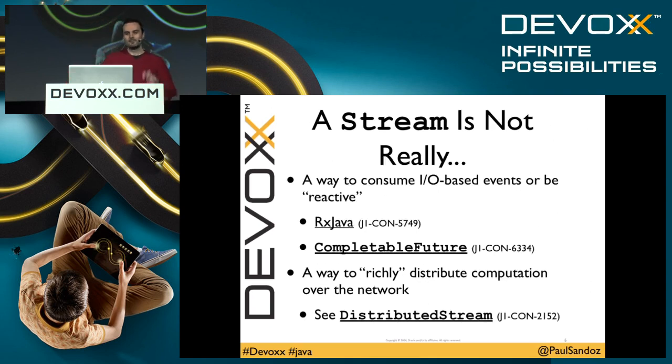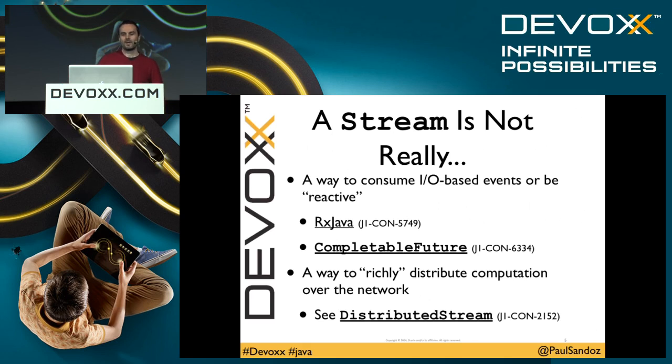What is a Java 8 stream at the moment? Not really a way to consume IO-based events, although we think we can adapt it to consume in a certain way, but it's not RxJava. RxJava is pretty good in what it does. There's some J1 presentation numbers I've linked to there. I think it was talked about in DevOps as well. It's not CompletableFuture, so it's not the sort of reactive you might think of in RxJava and the new class in Java 8, CompletableFuture.